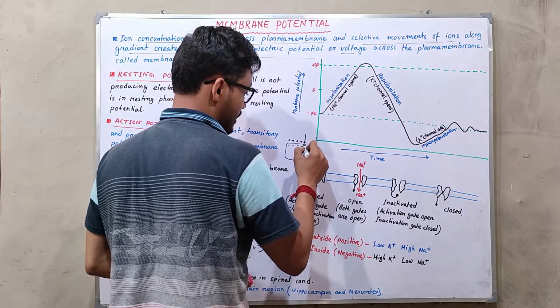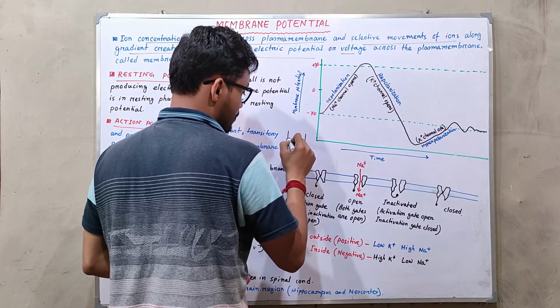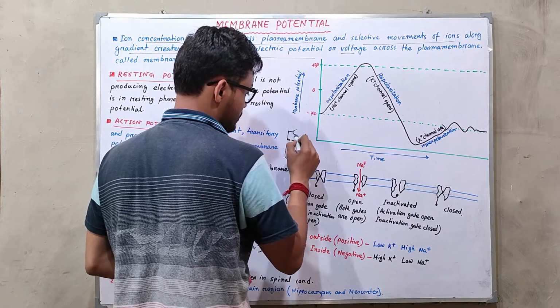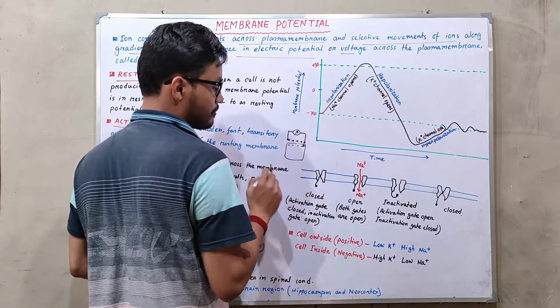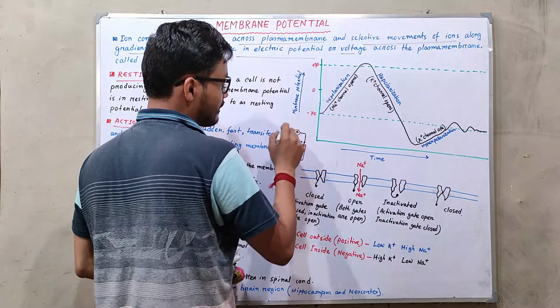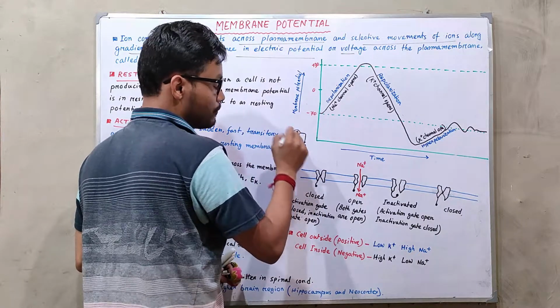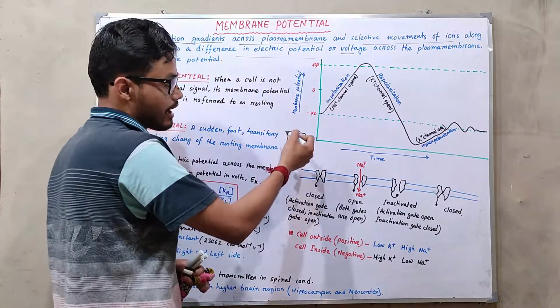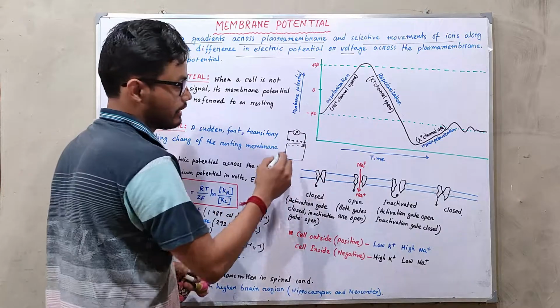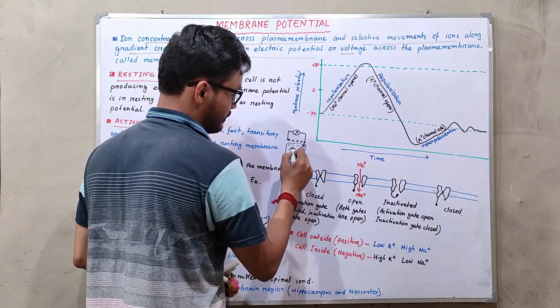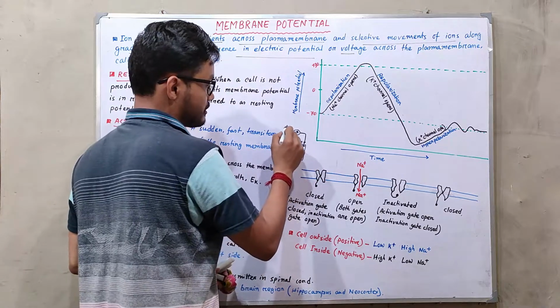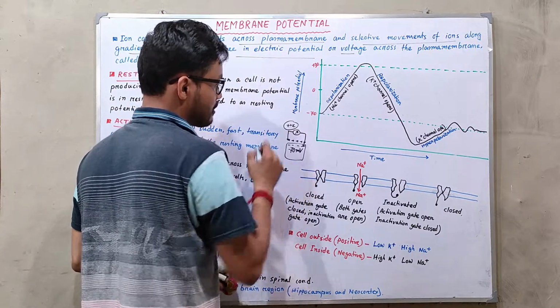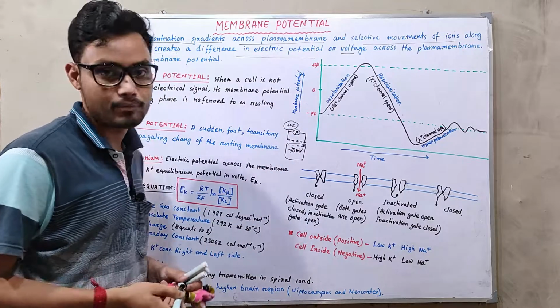If we take an instrument and measure these voltage gaps between the outside of the cell and inside of the cell, we can get a particular voltage that is present across the plasma membrane. That is, inside is negative, at about minus 70 millivolt, and outside is positive. This kind of measurement is known as membrane potential.